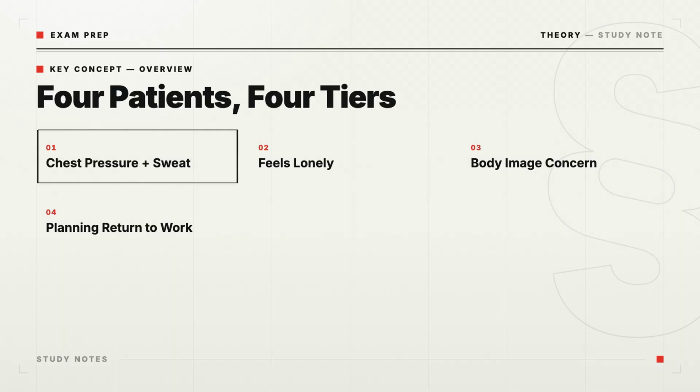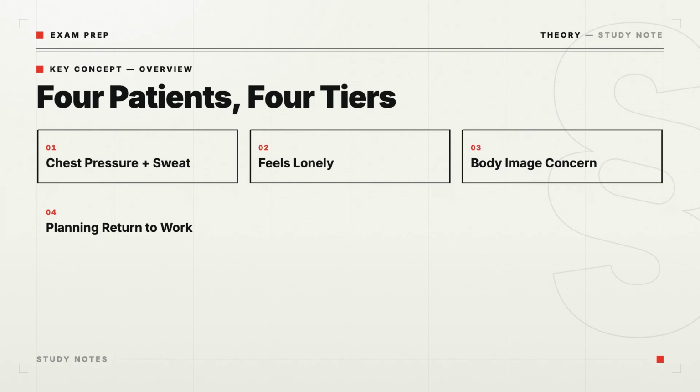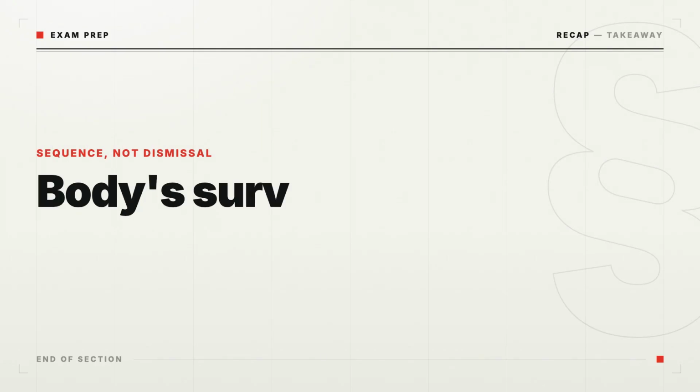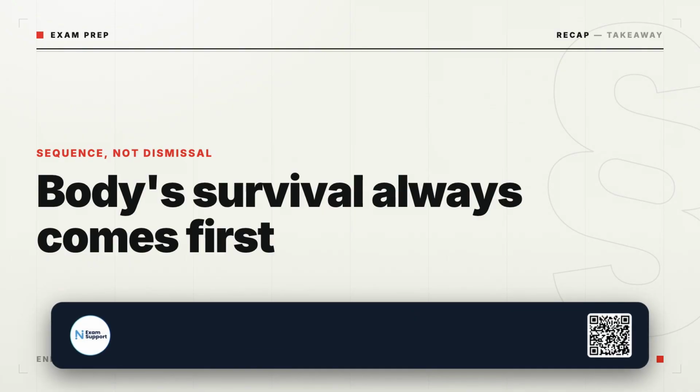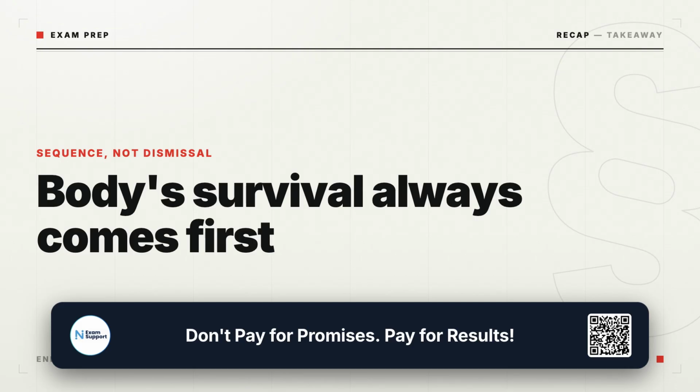Consider 4 patients. One feels lonely, one has a bruised self-image, one is planning a return to work, and one reports chest pressure with a cold sweat. All 4 needs matter, but only the chest pressure signals the body itself may be failing, so that patient is seen first. Loneliness, self-image, and future planning are never trivial, and a skilled nurse folds them into care once the patient is stable. The pyramid isn't about ignoring the top tiers. It's about sequencing care when something at the base is threatened.